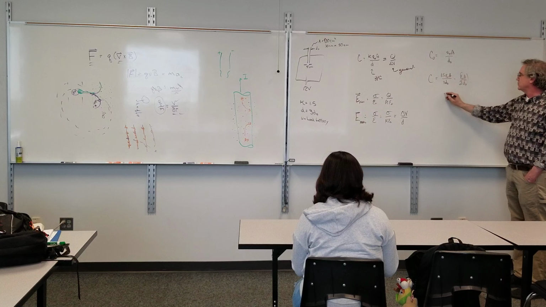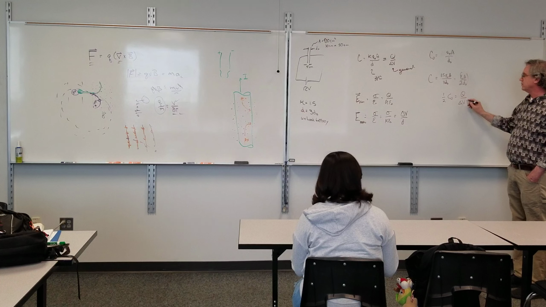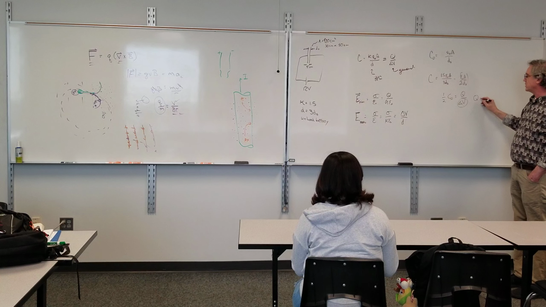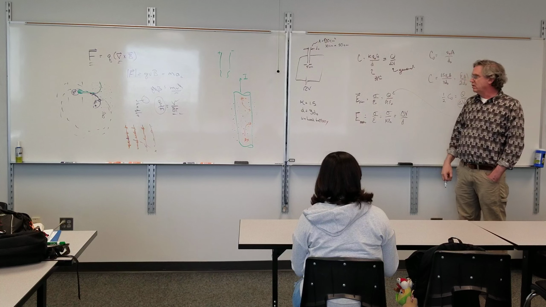which means 1/2 C sub naught is equal to Q over delta V. That stays the same, so Q has to be half the original charge, which means that this is cut in half.